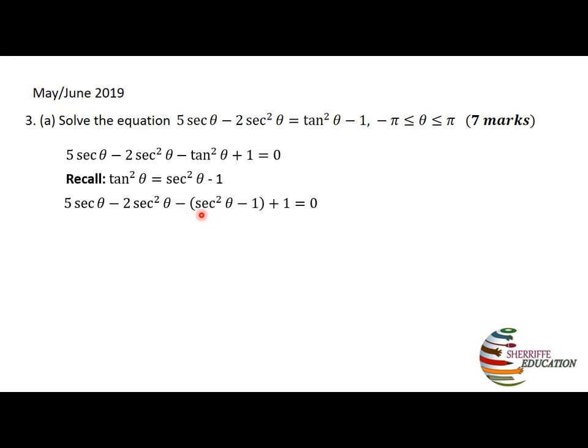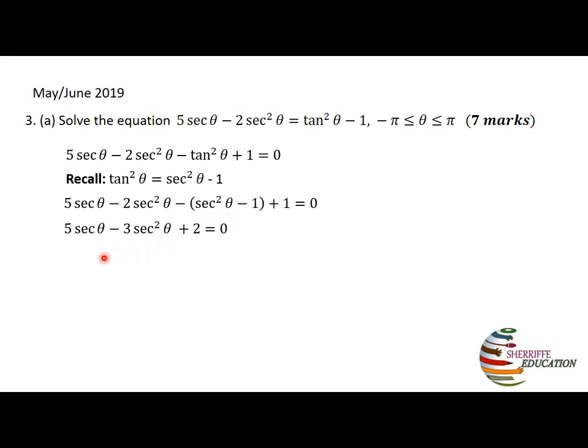Always try to substitute and use your brackets when substituting. So distributing the negative sign and simplifying gives us 5 sec theta, minus 2 sec squared theta. Distributing here, we would have minus sec squared theta. So minus 2 sec squared theta minus sec squared theta is minus 3 sec squared theta. Distributing, negative times negative is a positive, so this is just a plus 1 plus 1. So it's a positive 1 plus 1, and that gives us plus 2.